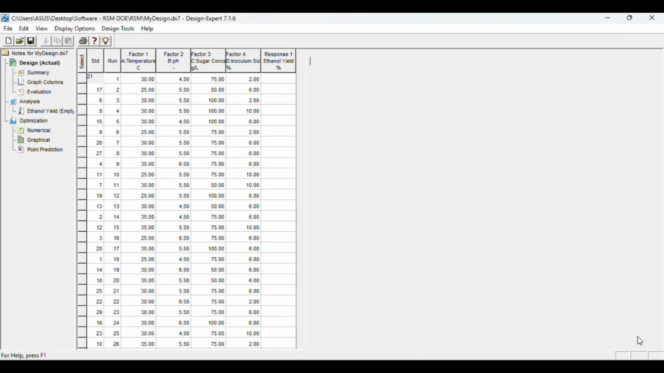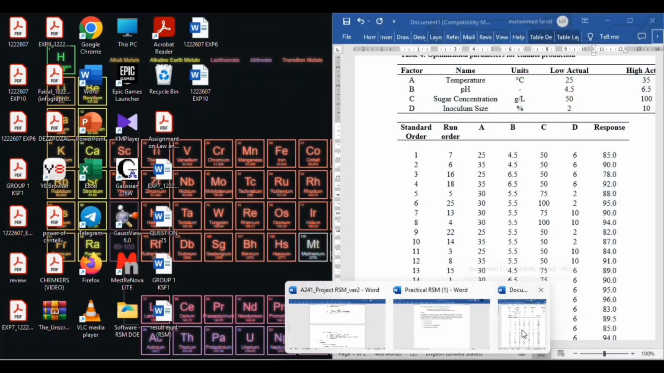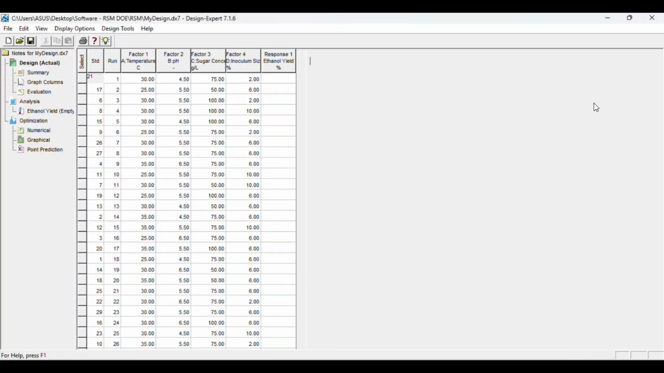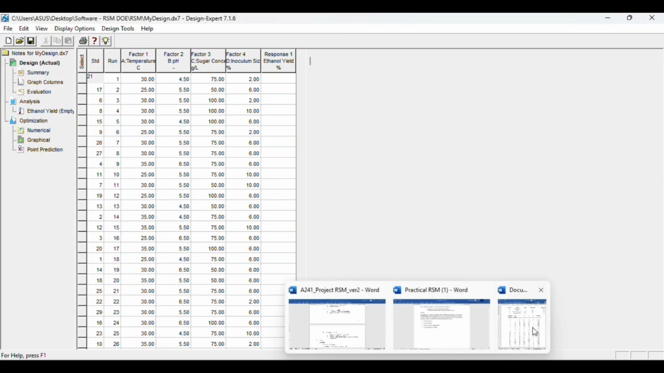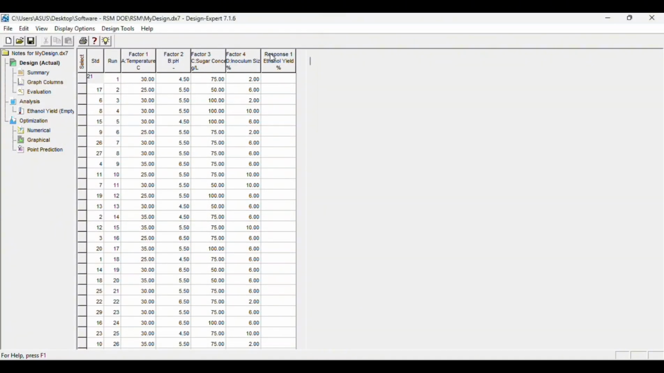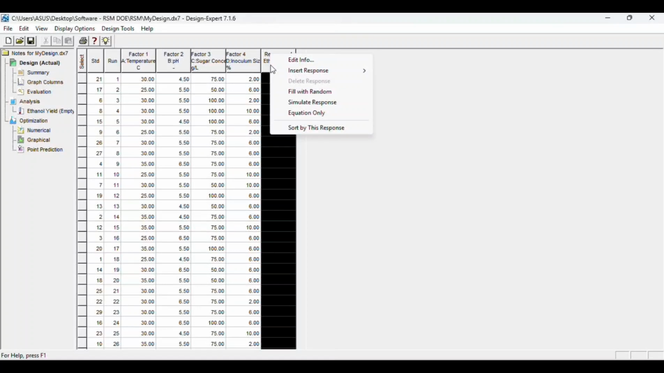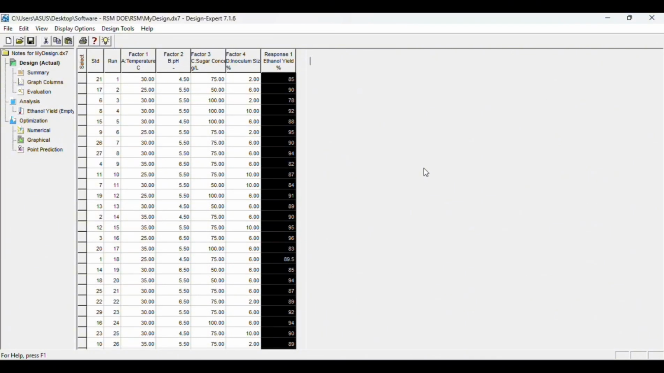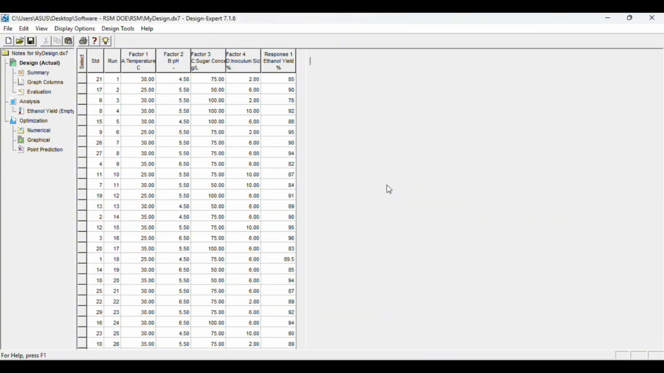And then for the next part, we must enter the value for the response, which is from the table. You can follow as I do, which is copy and paste the value into the box. So this is the response 1 for the ethanol yield percentage. Then we can start to analyze the data.